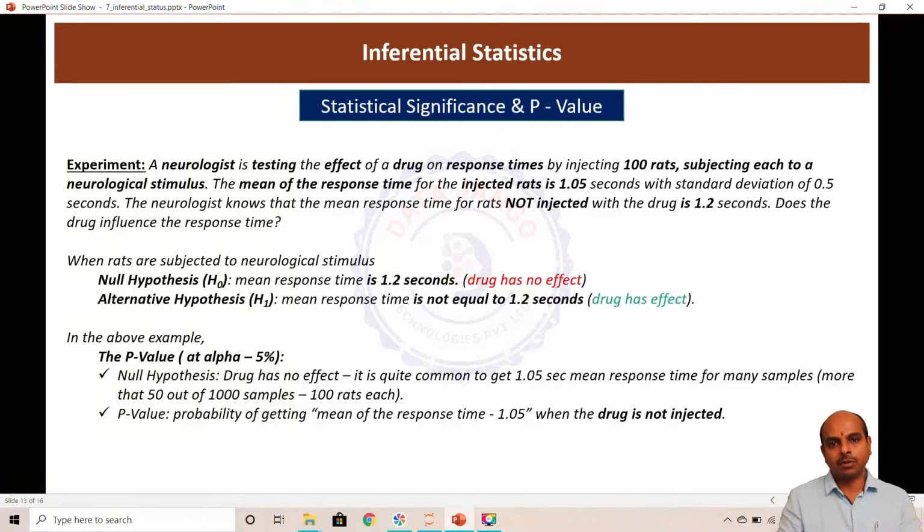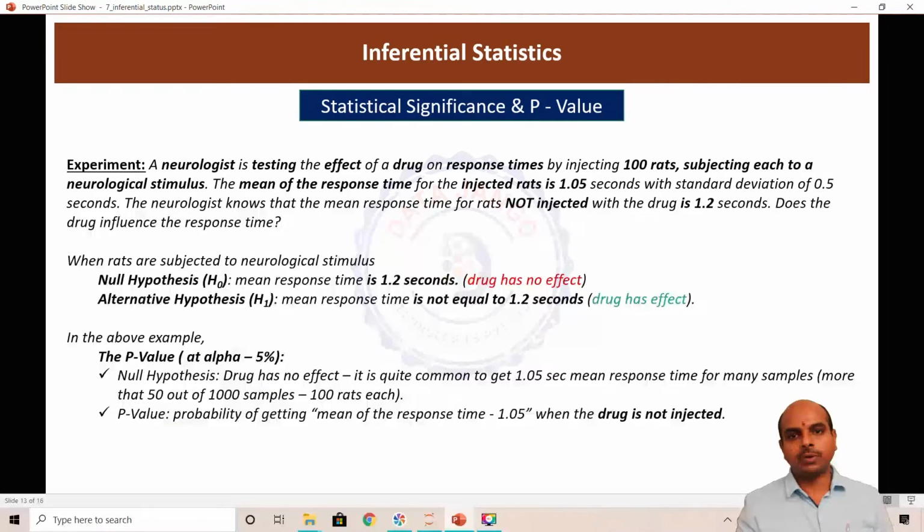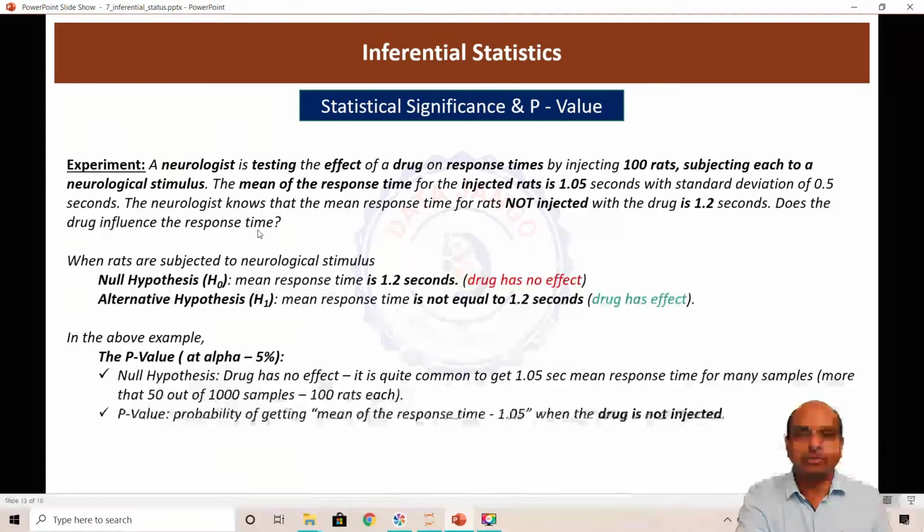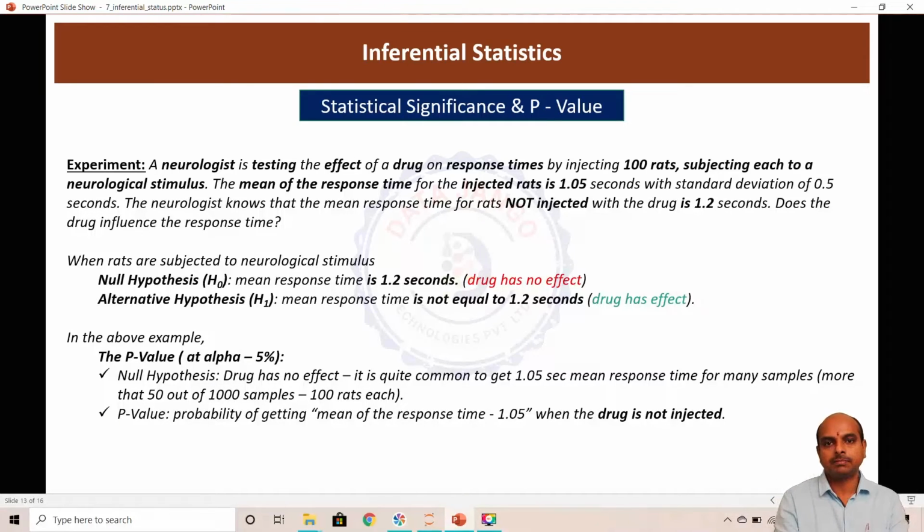Leave it. So in this problem, what we know is historically the mean response time of rats is 1.2 seconds. When the new drug is injected along with the neurological stimulus, the response time is 1.05 with a standard deviation of 0.5. That's the data we have. So we need to find, does the drug influence the response time? We need to find out whether the drug is significant or not.